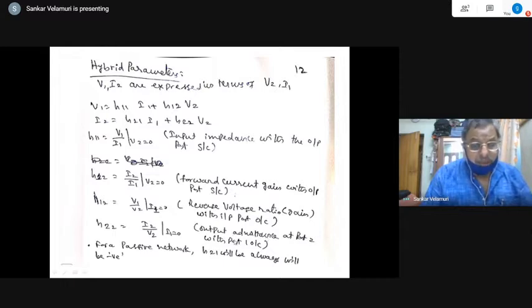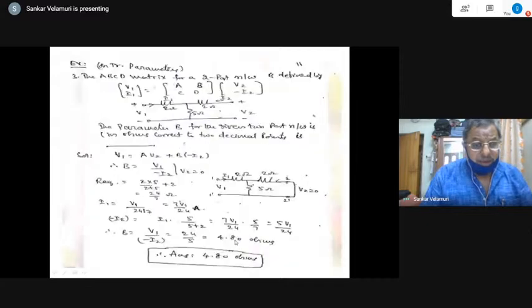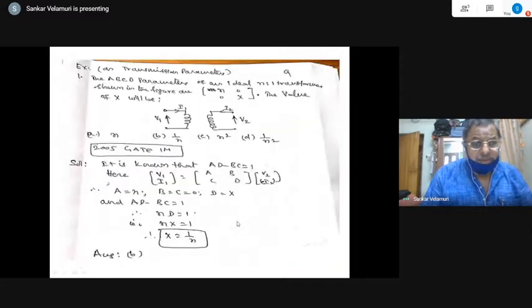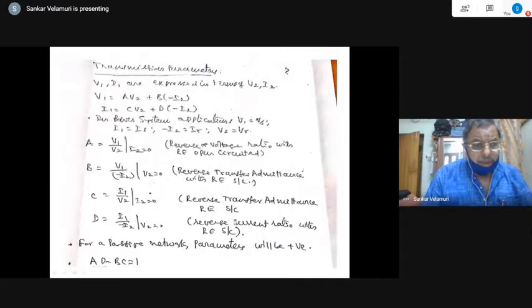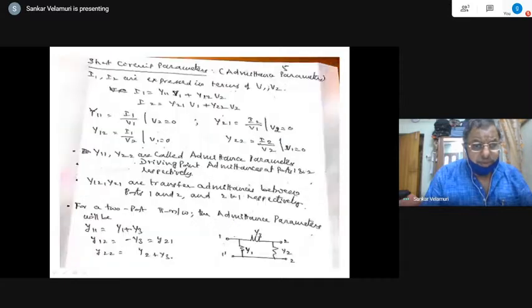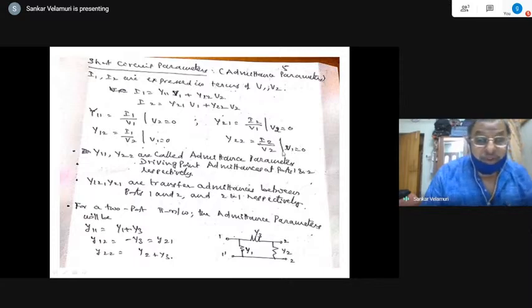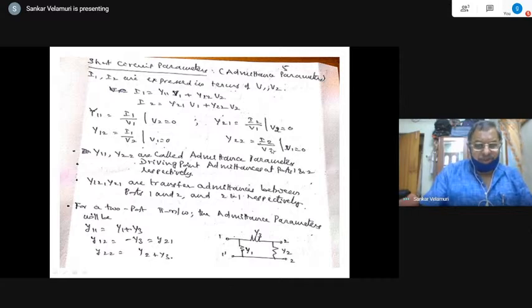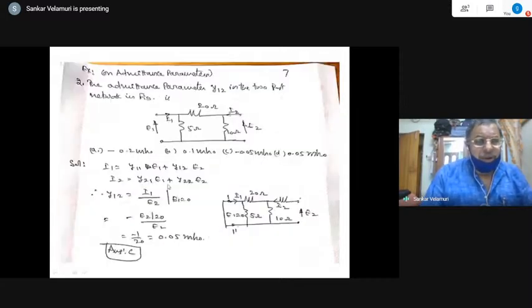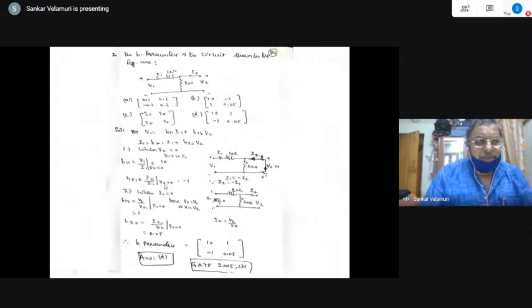But one is on the port 1 is open circuited here for this one, whereas for Y22, V1 is 0, meaning short circuit. That is, port 1 is short circuited. So one is the open circuit impedance, one is the short circuit impedance on the other side, and the output impedance is being computed. That is the meaning of this, right? So they are not one and the same. All the different 6 types of parameters are there, right?